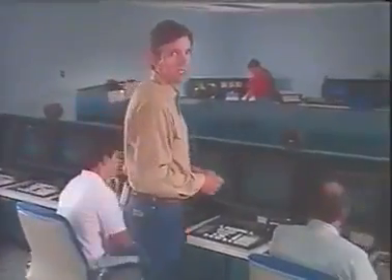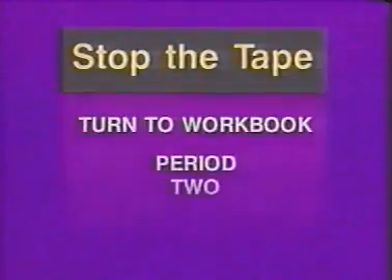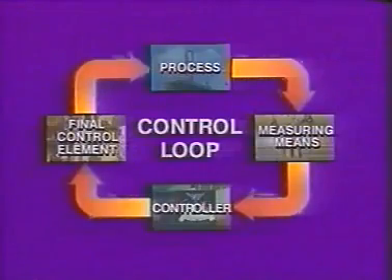Let's take a look now at some typical process instruments. Stop the tape and turn to Workbook Period 2. You learned that 4 things are essential to any control situation. These 4 elements are called a control loop.